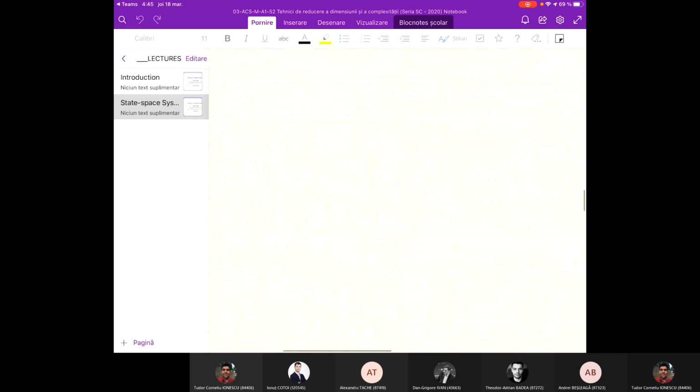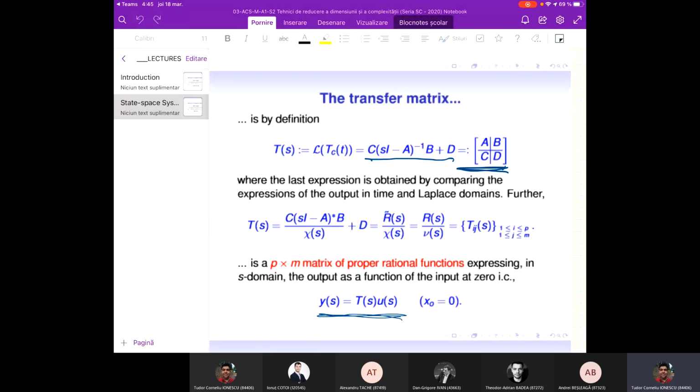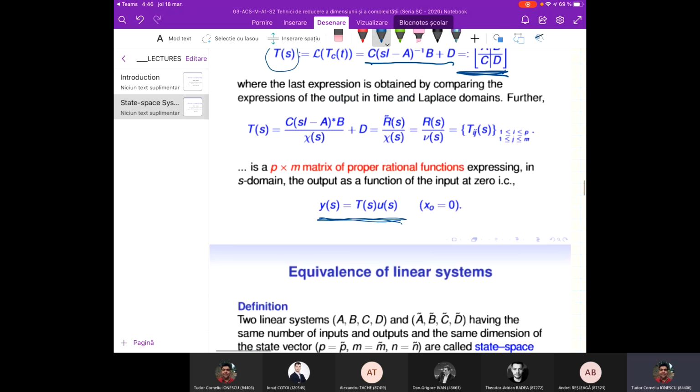So as you've noticed, we have this object A, B, C, D. We can also have the transfer matrix. There is also a relation which we are going to discuss between the ABC matrices and the transfer matrix. It's a close relation, and we need to understand this relation between the transfer matrix and the matrices A, B, C, D using this notation here. So this is the transfer matrix associated to the dynamical system given by matrices A, B, C, D.